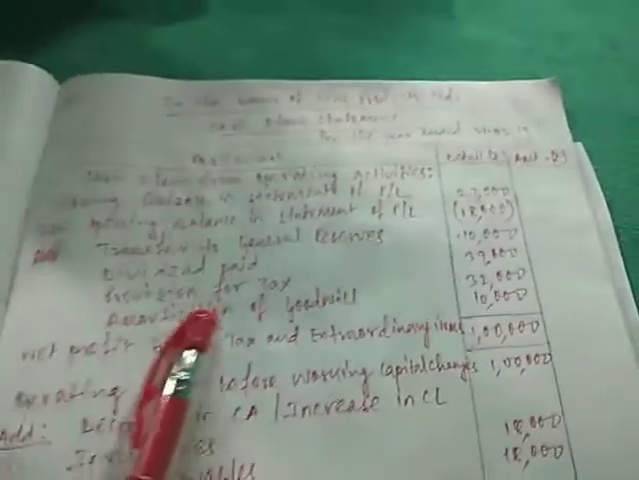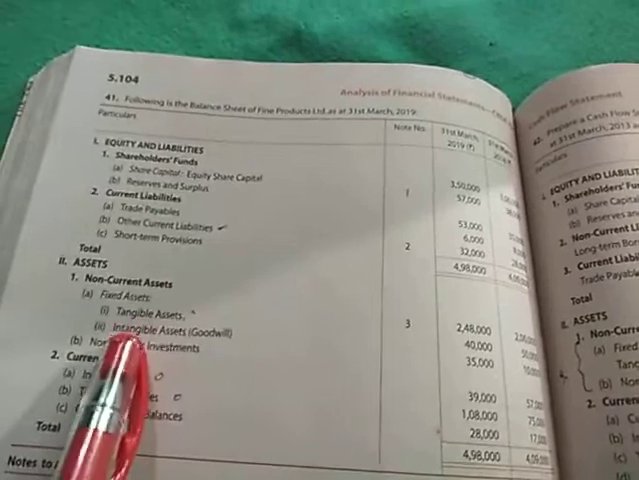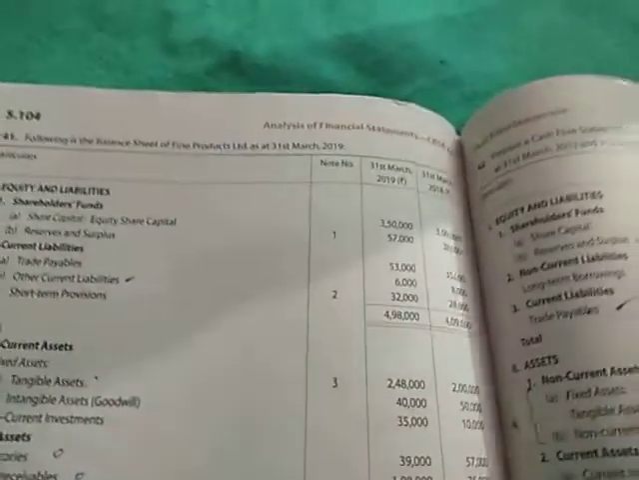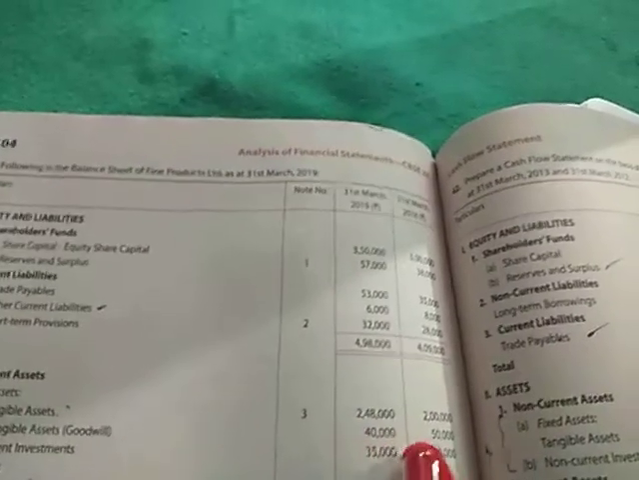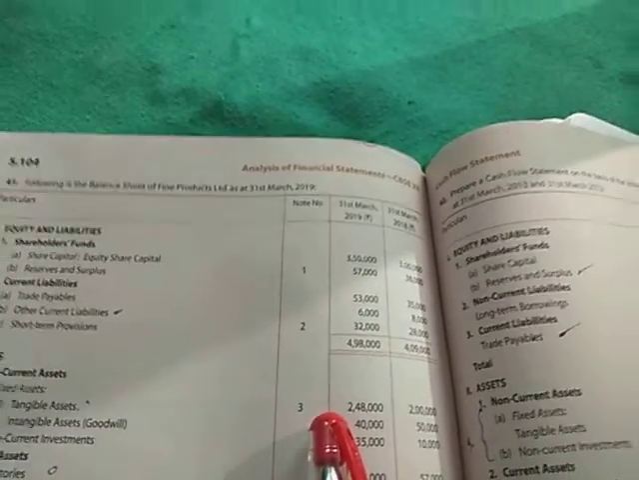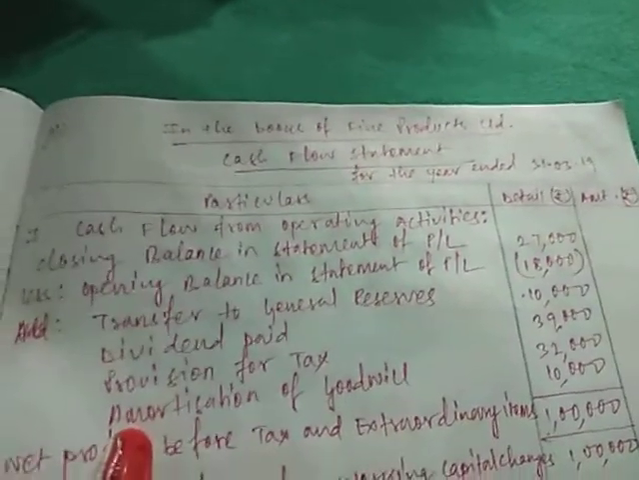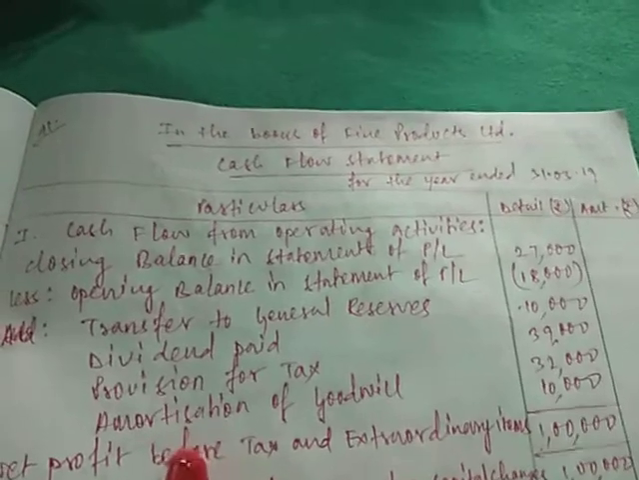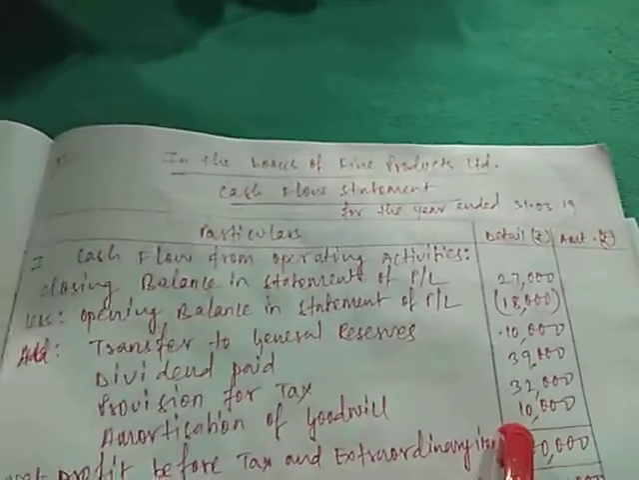Next is amortization of goodwill. Let us check what is the figure of goodwill given in the question. Here you can see intangible assets goodwill is given. From 50,000 it has decreased to 40,000. From 50,000 to 40,000, that is, there is a decrease of 10,000. Now whenever goodwill is decreased, that means you have amortized the goodwill, you have written off the goodwill to the PL account. So 10,000 will be added here as amortization of goodwill.